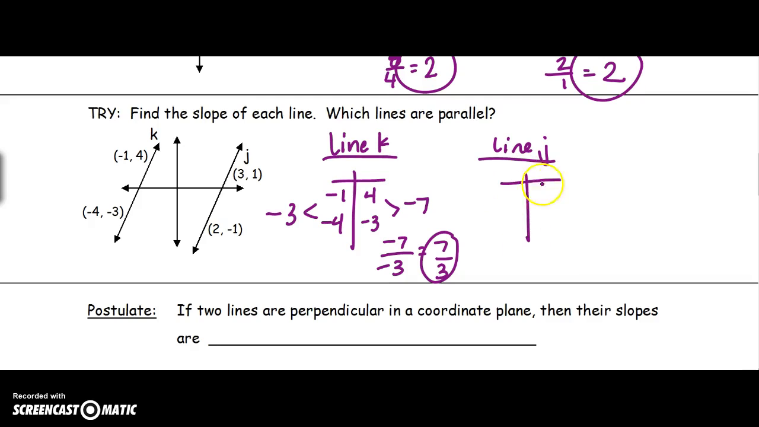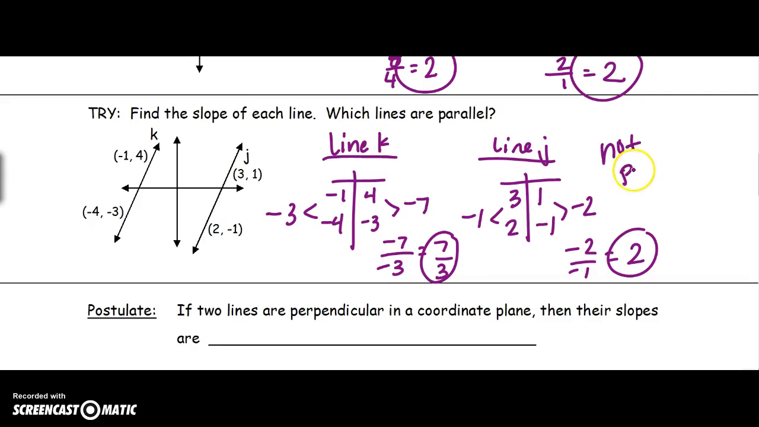For line J, you have (3, 1) and (2, -1). So from 3 to 2 is -1, and from 1 to -1 is -2. So you have -2 over -1, which gives you a +2. Are those the same? They're not the same, therefore they are not parallel.